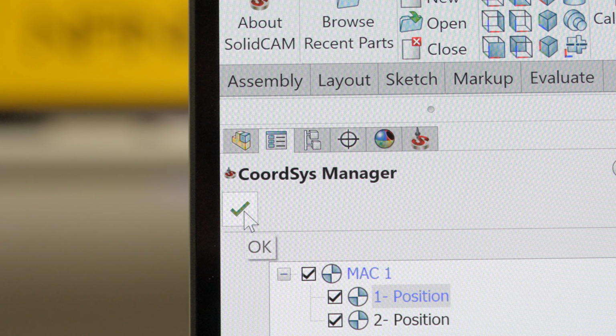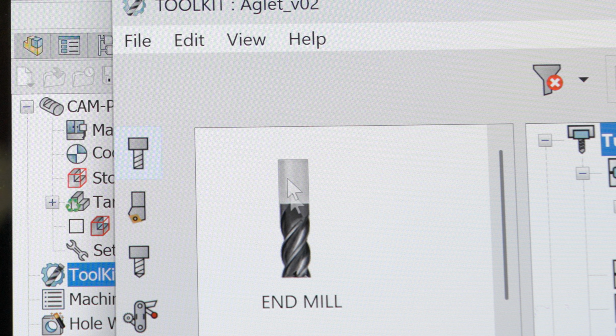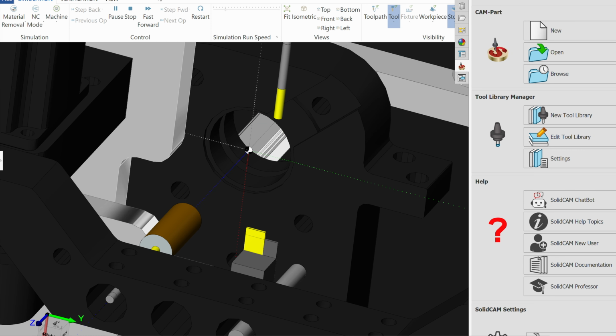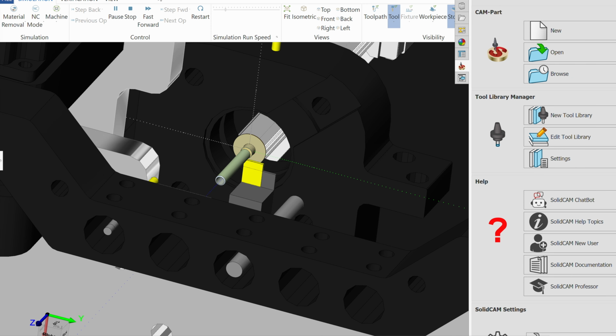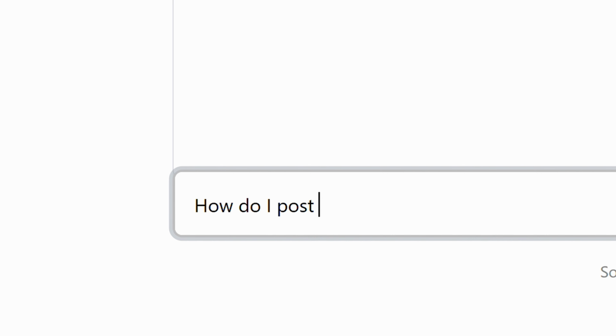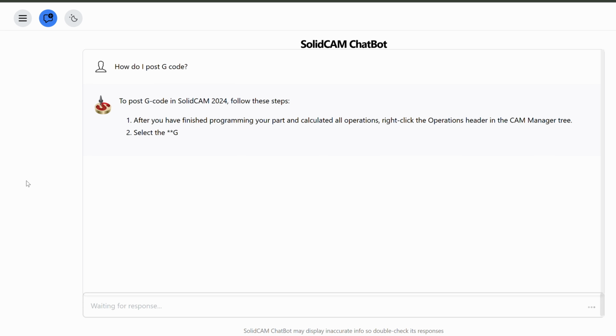My stock, coordinate systems, and tool library were set up in no time. I'm not just learning SolidCAM, I'm learning the entire machining process. So I did a lot of guessing, which is okay because lightning-fast machine simulation inside of SolidCAM tells me if I've made any expensive mistakes before I even start cutting. And the built-in chatbot walked me through anything I was unsure of.